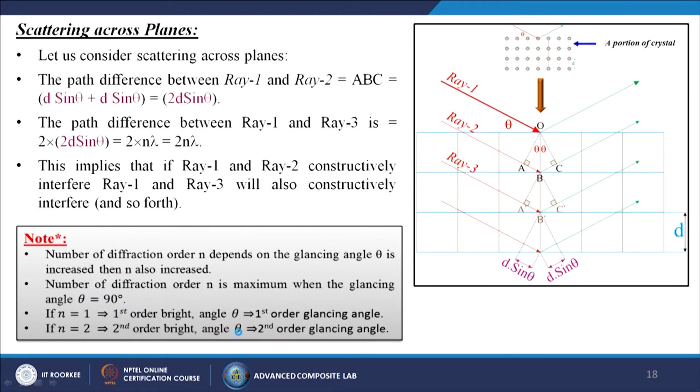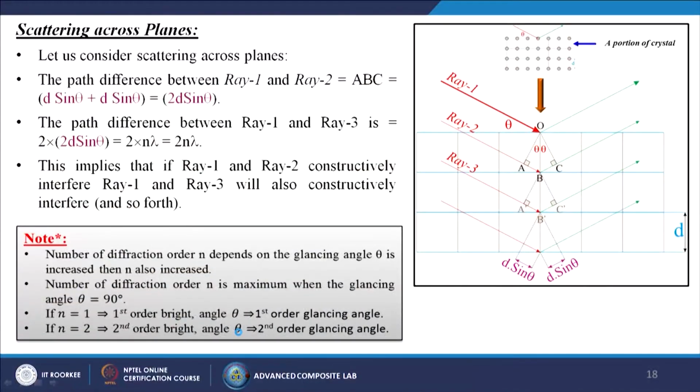Now, we are going to discuss the scattering across the planes. Here, first let us consider the scattering across the planes. In this particular case you can see that we have different planes. The path difference between ray 1 and ray 2 is ABC, meaning AB plus BC, which we have already discussed. AB is d sin theta and BC is also d sin theta. So, it is 2d sin theta.